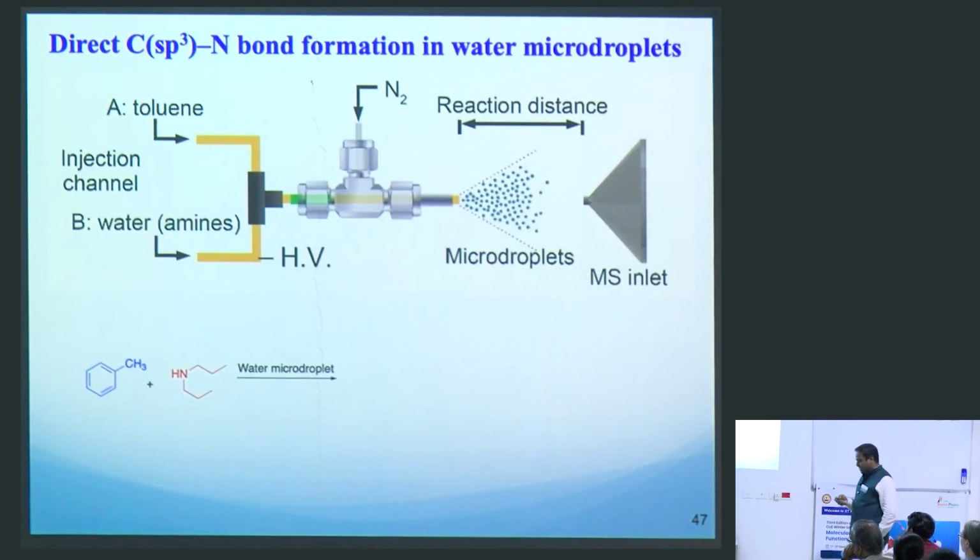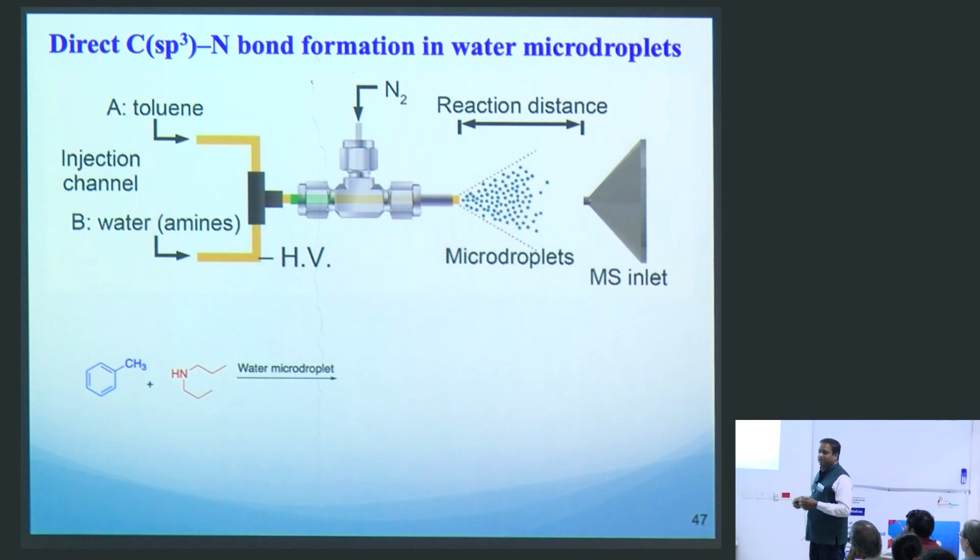So what we have done is take a sample of toluene and water in dual spray. Earlier I showed a mixture of solvent and water, but here toluene and water are immiscible. I hope everyone knows that if you mix toluene and water, they are not going to mix. At the very beginning we tried directly, and obviously it forms two layers, so it's not going to work.